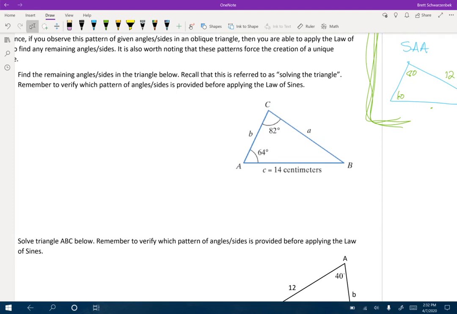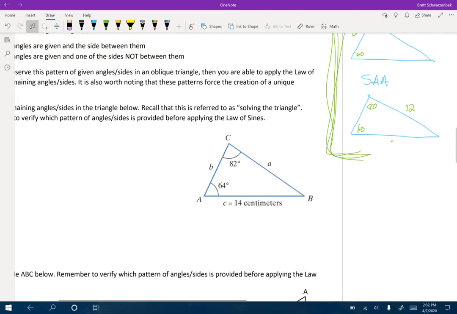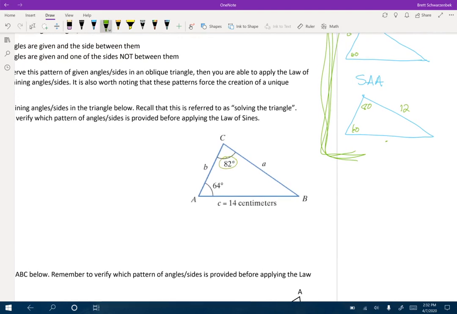Therefore, you cannot do something like sine of 82 is equal to C over something else. You can't do that because it's not a right triangle. So all those rules you learned before are out the window. Instead, you identify it as oblique and immediately ask, what is the pattern in this oblique triangle? Look at what you're given. You're given two angles, 82 and 64, and you're given the side on the bottom. Is that side between the angles or outside of the angles? Hopefully you realize that it's outside of the angles, therefore the pattern is SAA.